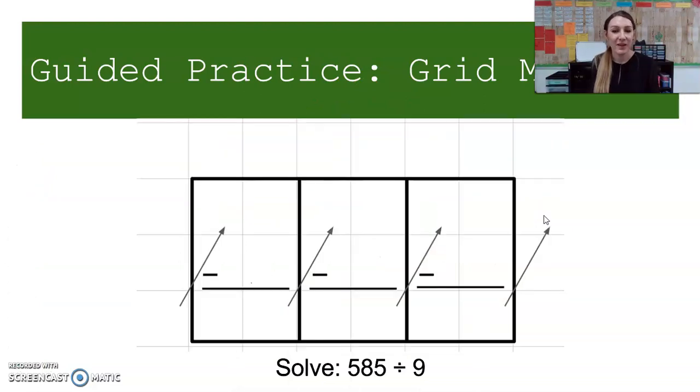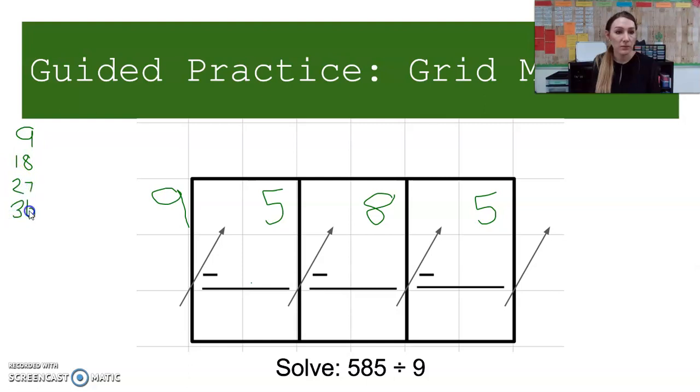Awesome. Our next problem says 585 divided by 9. So I'm going to put my dividend inside the boxes, my divisor outside, and then I'm going to list my multiples. So again, I'm just adding 9 over and over.